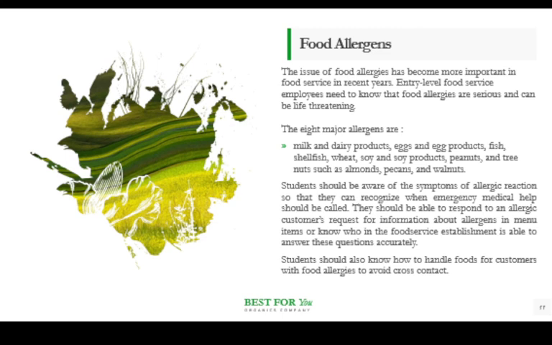Students should be aware of the symptoms of allergic reaction so that they can recognize when emergency medical help should be called. They should be able to respond to an allergic customer's request for information about allergens in menu items, or know who in the food service establishment is able to answer these questions accurately. Students should also know how to handle foods for customers with food allergies to avoid cross-contact.